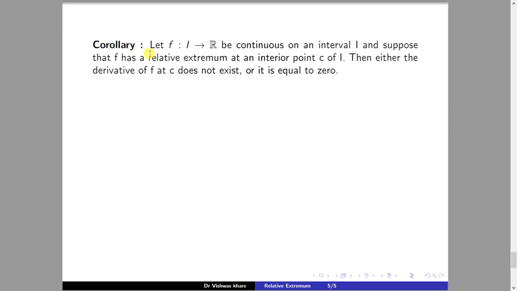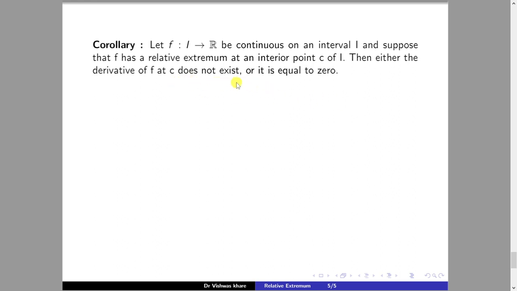Now let us take this corollary. Let f, a function from interval I to R, be continuous on the interval I, and suppose that f has a relative extremum at an interior point c of I. Then there will be two cases: either the derivative of f at c does not exist or it is equal to 0. Because in the previous theorem, we have seen that if the derivative exists, then it is equal to 0, or the second case may be that the derivative does not exist.